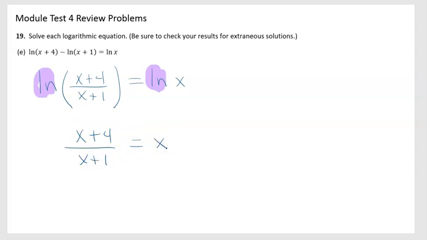Now, if you attempted to write this in exponential form, remember this is log base e, I would say e to whatever the logarithm is equal to, natural log of x, is equal to the argument x plus 4 over x plus 1, and these cancel each other out, and you get the same thing. Do you see what I mean?